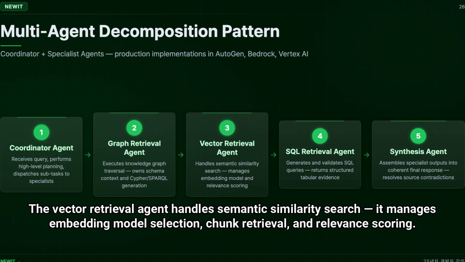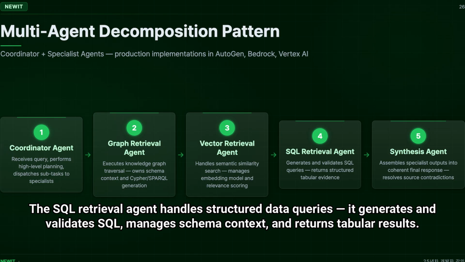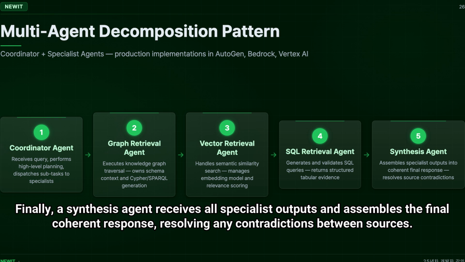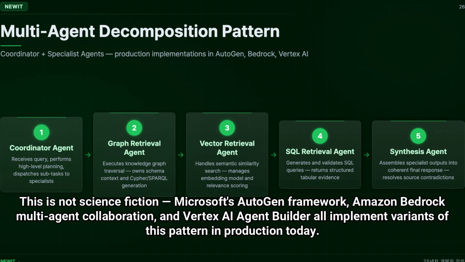The vector retrieval agent handles semantic similarity search. It manages embedding model selection, chunk retrieval, and relevance scoring. The SQL retrieval agent handles structured data queries. It generates SQL, manages schema context, and returns tabular results. Finally, a synthesis agent receives all specialist outputs and assembles the final coherent response, resolving any contradictions between sources. This is not science fiction. Microsoft's AutoGen framework, Amazon Bedrock multi-agent collaboration, and Vertex AI Agent Builder are all variants of this pattern in production today.